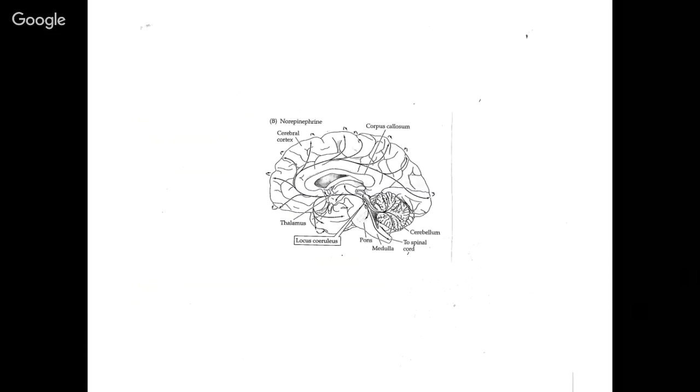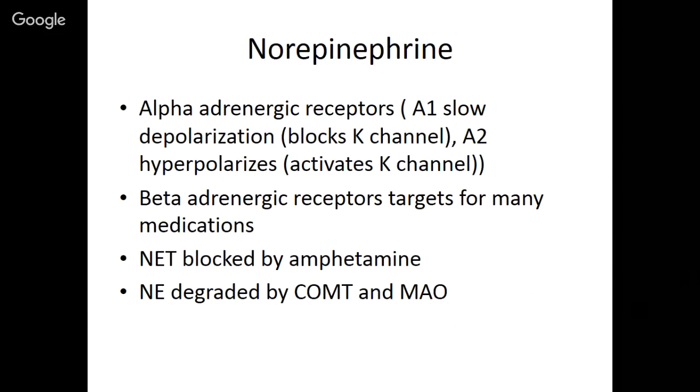Okay, this is the locus coeruleus for norepinephrine. Similar projection pathways, but starting in a slightly different location. It's just to give you an idea how widespread the networks are. Norepinephrine acts at alpha adrenergic receptors. A1 is a slow depolarization that I guess blocks the potassium channel, so that would end up hyperpolarizing the cell a little bit.